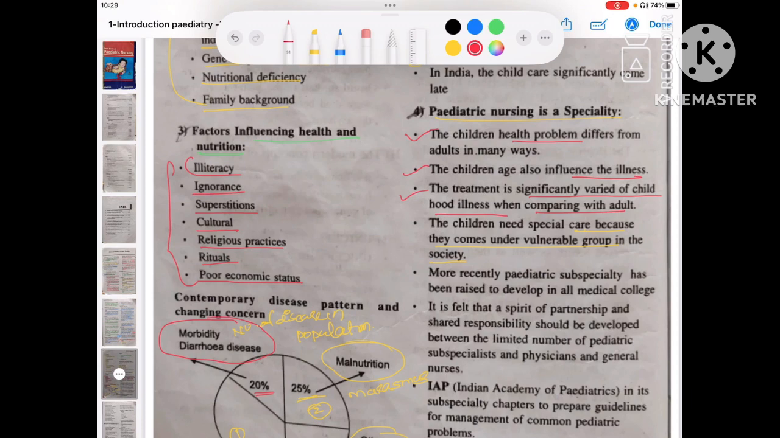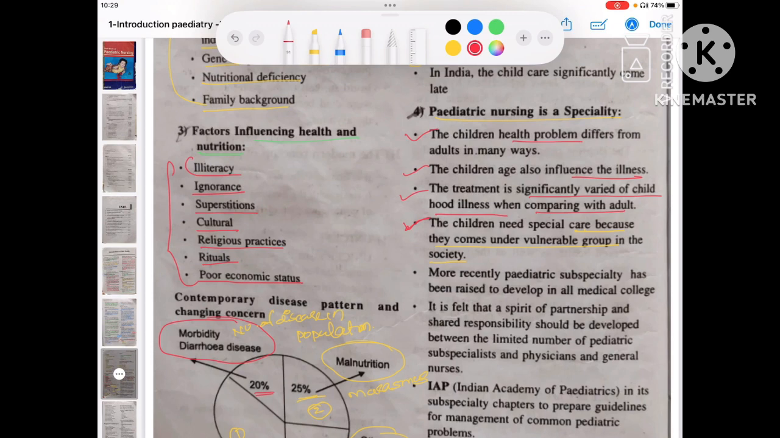Then, children need special care because they come under the vulnerable group in society. Yes, vulnerable groups means they are very dependent. Children are dependent on their family or their parents. They couldn't do their work by themselves.